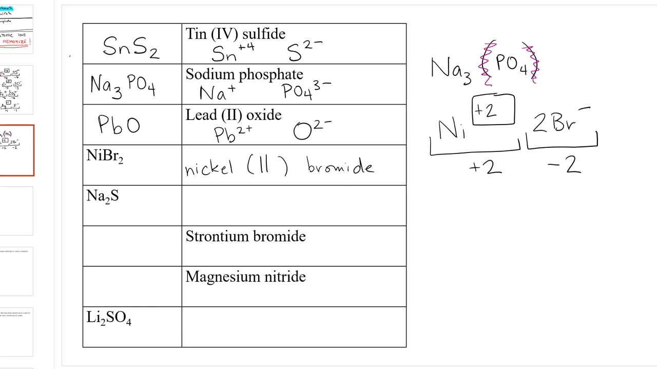Na2S. Sodium is a main group metal. Sodium is an alkali metal, so it does not need Roman numerals. The only ones that need Roman numerals are the transitions. Group 1 and group 2, they do not need Roman numerals. This is the most straightforward. This one is just sodium sulfide.